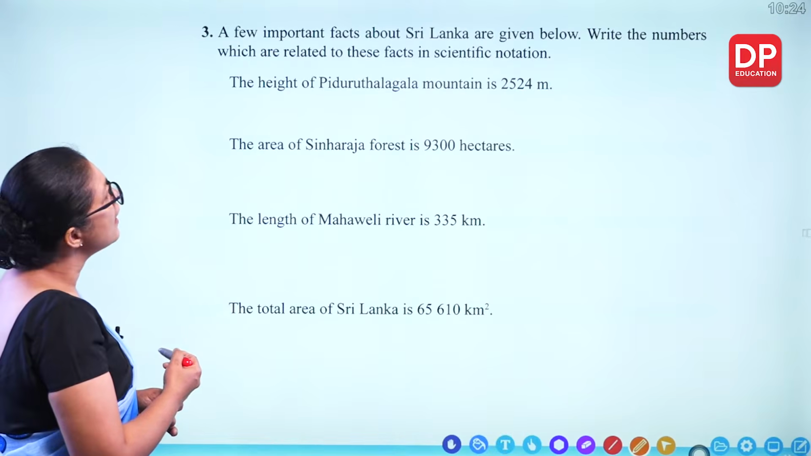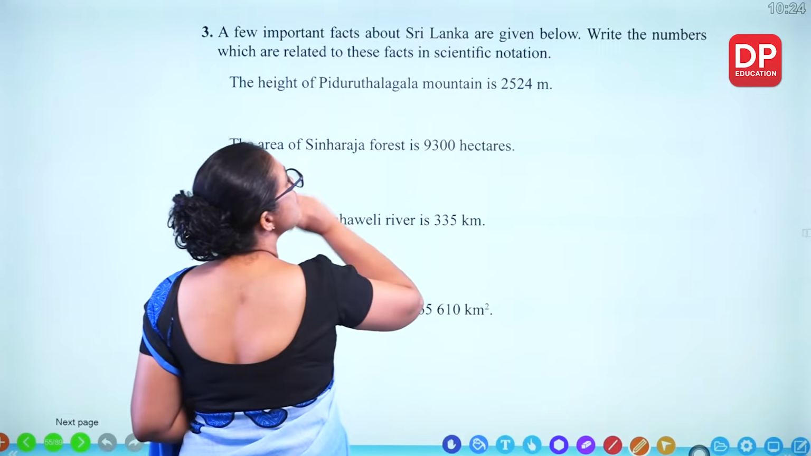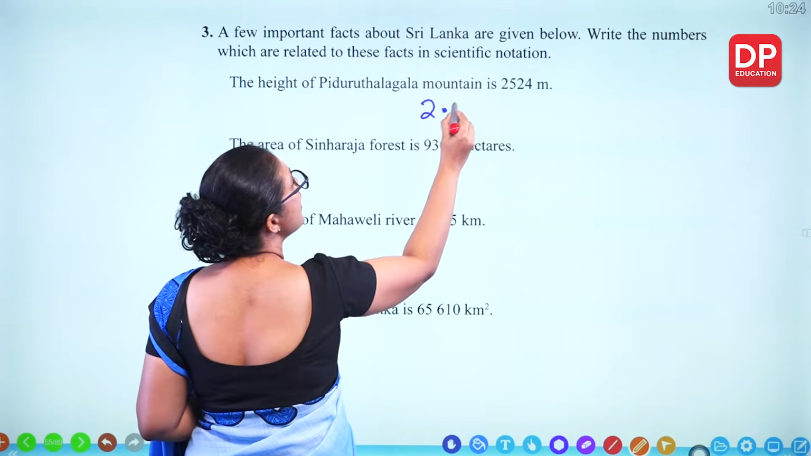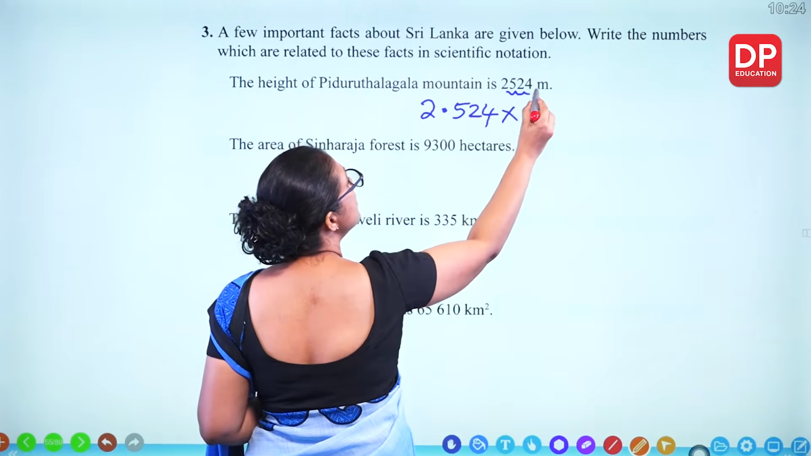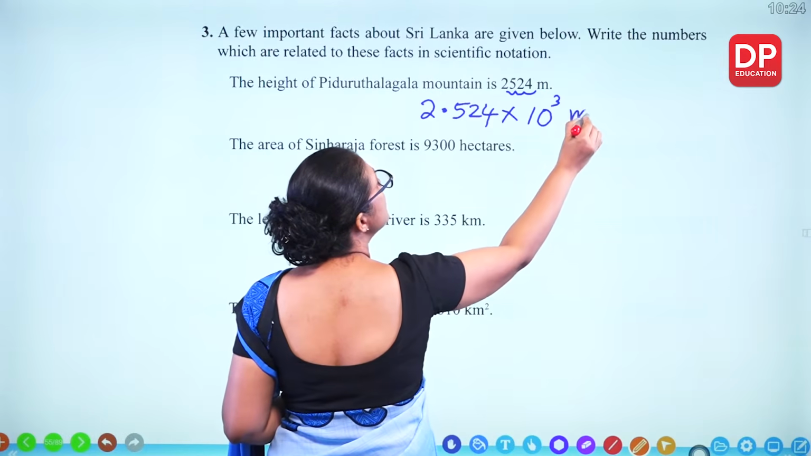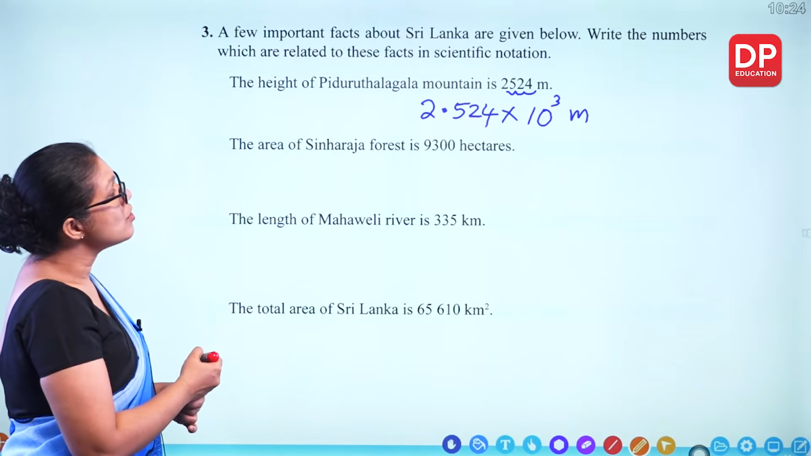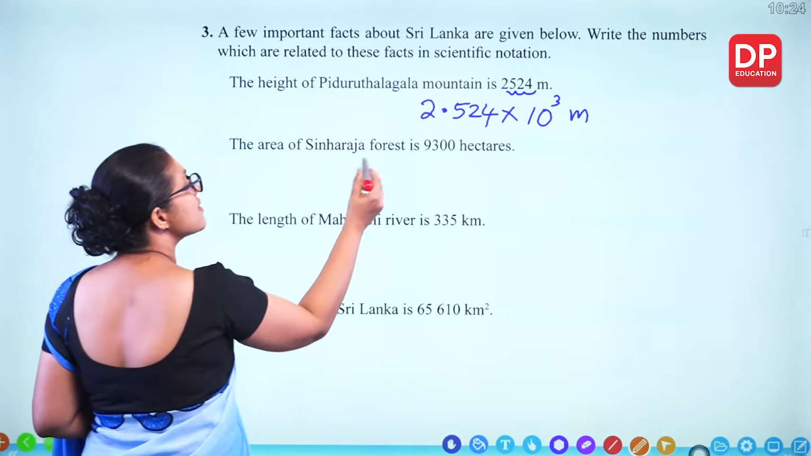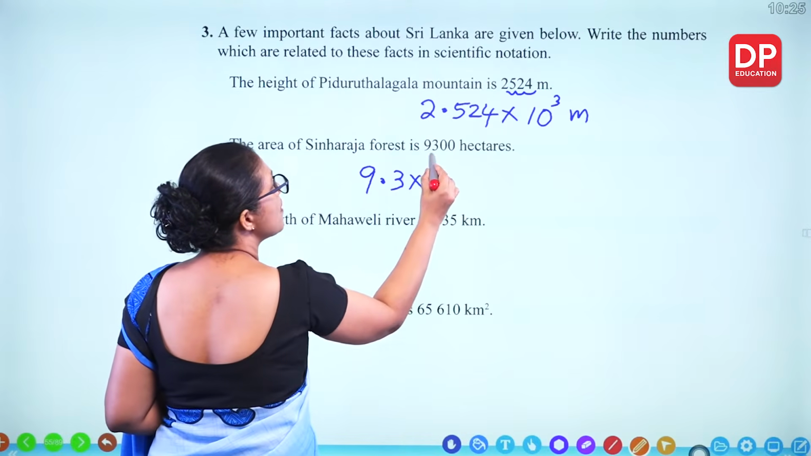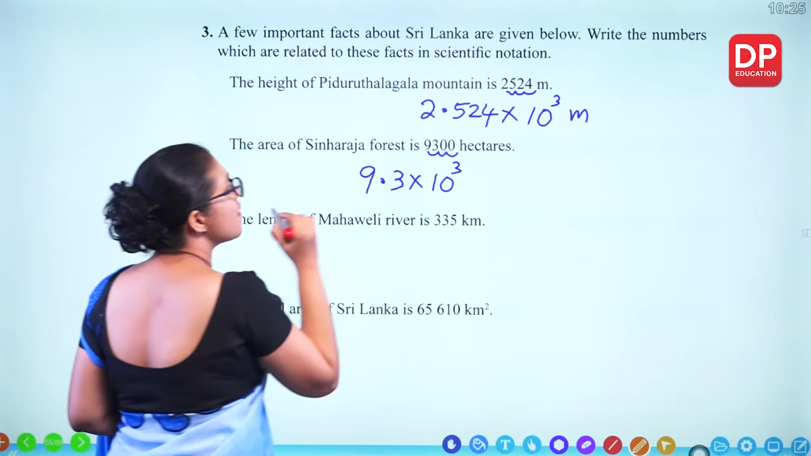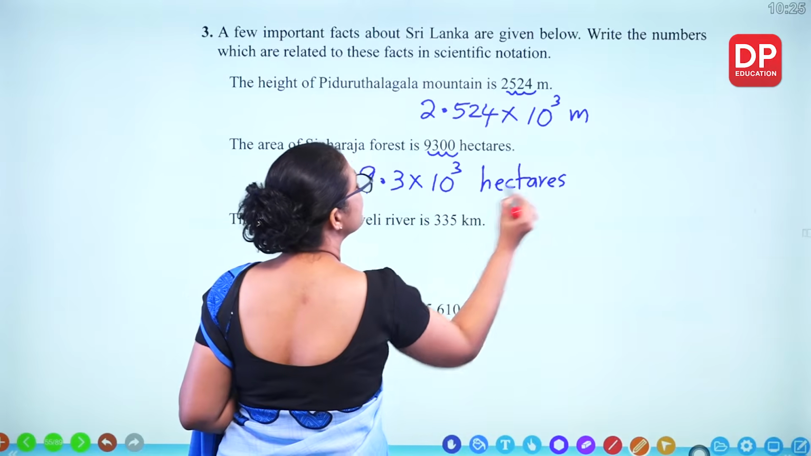The height of Pidrutalagala mountain is 2524. In scientific notation, I can write 2.524, 10 to the power 3. This is in meters. The area of Singharaja forest is 9,300 hectares. So what's the scientific notation? 9.3 into 10 to the power 1, 2, 3 places to the right, 10 to the power 3 hectares.